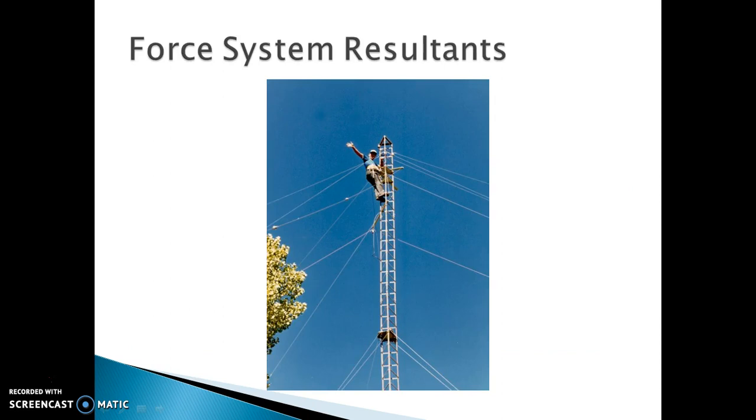Next is force system resultants. Here we have an antenna being supported by guy wires, not to be confused with the guy on the wire. In each of these wires, there's tension, or in other words, force pulling that tower towards the ground. But because there are cables coming in at various angles, the resultant position of that antenna is vertical. So we're going to talk about how we can model something like this and see how all those forces result in a vertical static structure, and how those forces interplay.